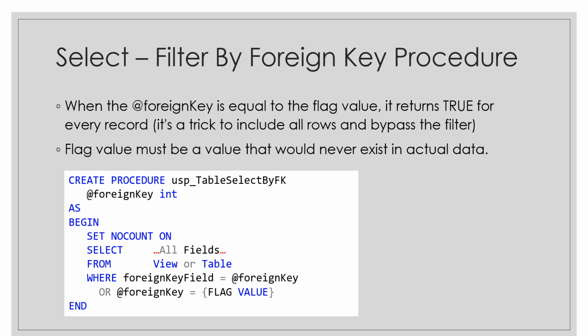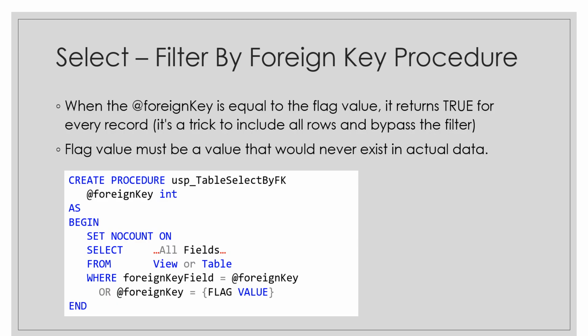So it's a way to reuse the same procedure for two purposes. Give it all to me, or filter by this one particular foreign key value, or basically ignore the foreign key and give me all the data. We'll see later on, we'll talk about select by X.